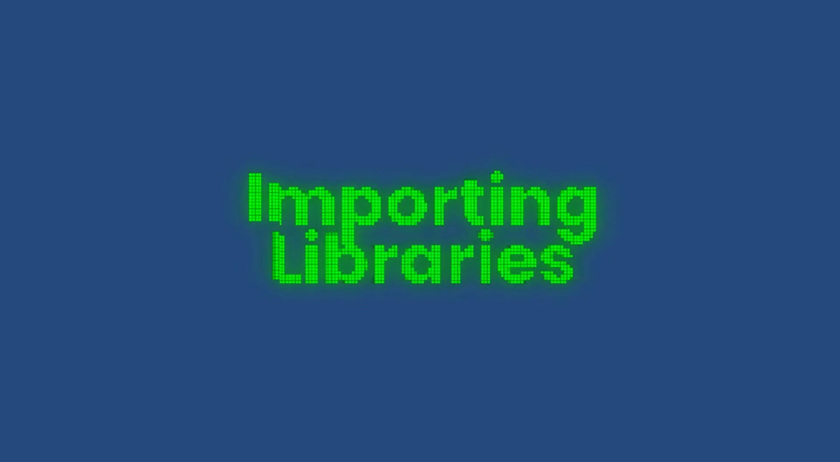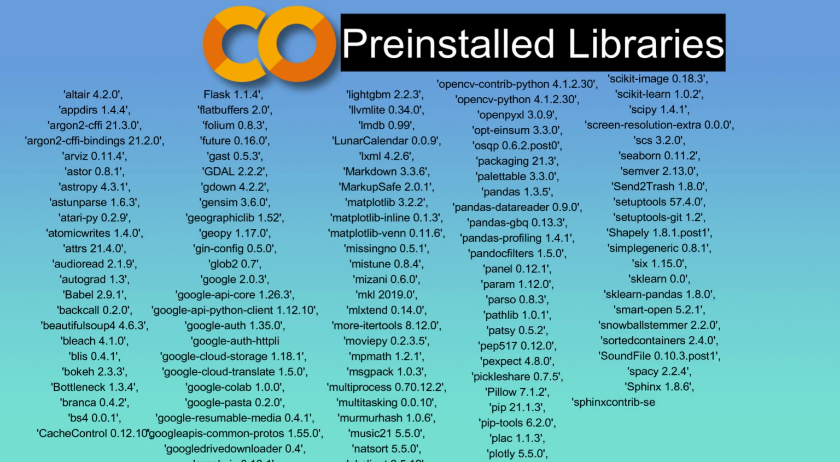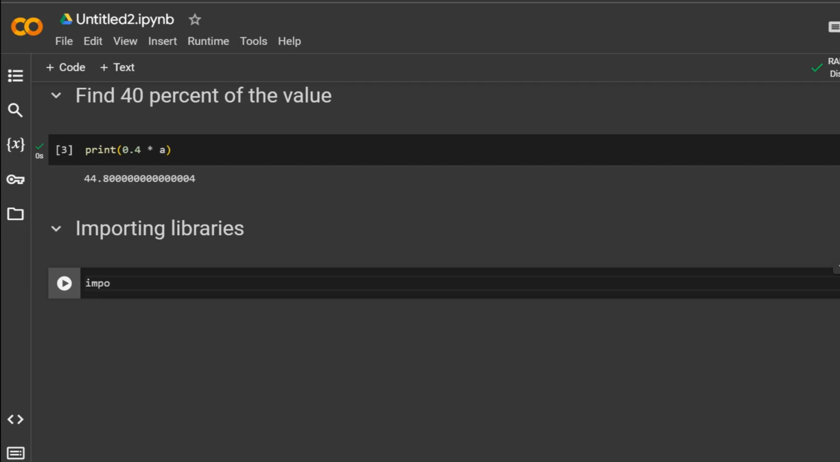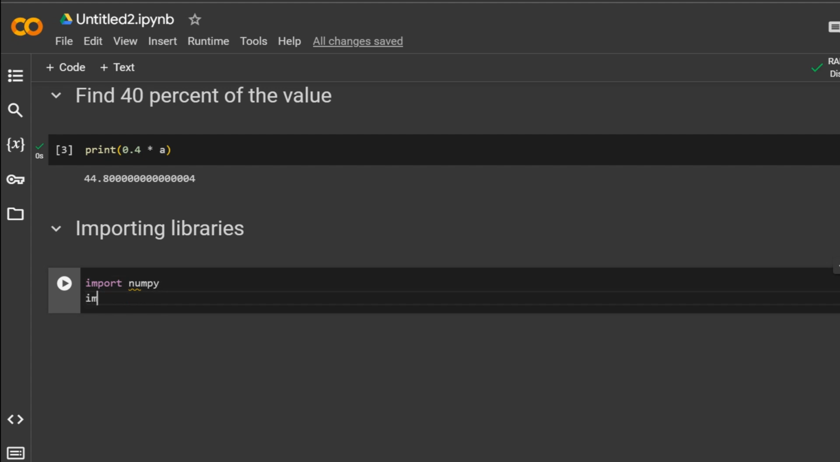Now, one of the best things about Colab is it comes pre-installed with a lot of libraries, and you can directly import them by just writing import followed by the library name. It saves you the hassle of installing them.